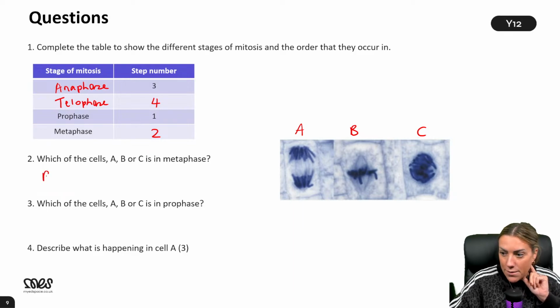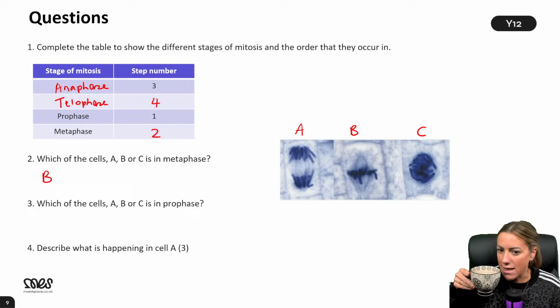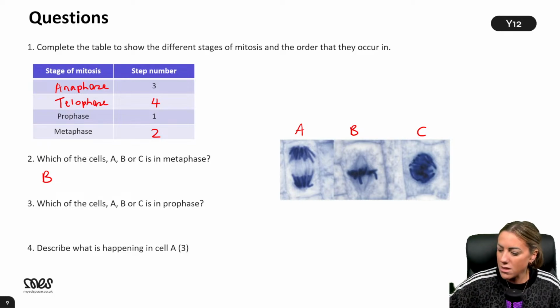It is B. Can you explain why you knew that, please? Can you tell me in the chat, how did you know that B was metaphase? What's the name of the stain?